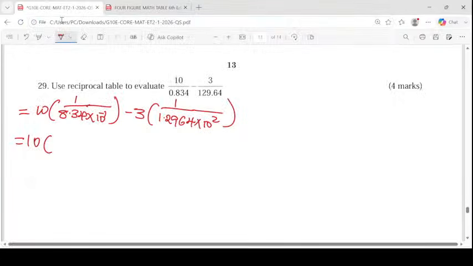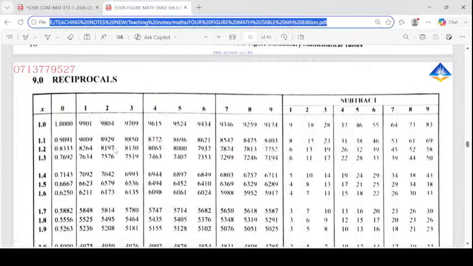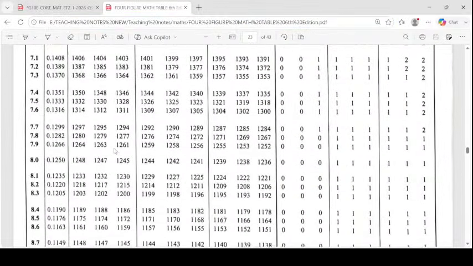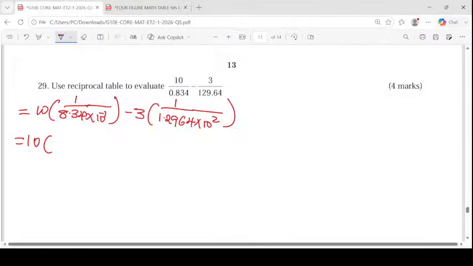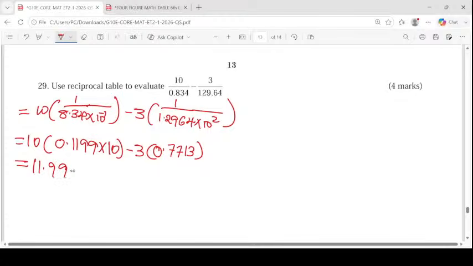I want 8.3 then 4. 8.3 is here. Then 4, 0, 1, 2, 3, 4. 1199. 0.1199 times 10 power negative 1 when you reciprocate becomes 10 power 1 ... minus 3 times 0.7713. You get this as 2.3139.